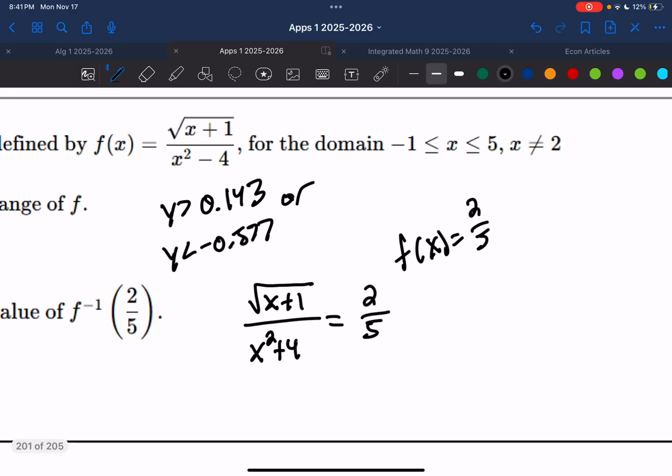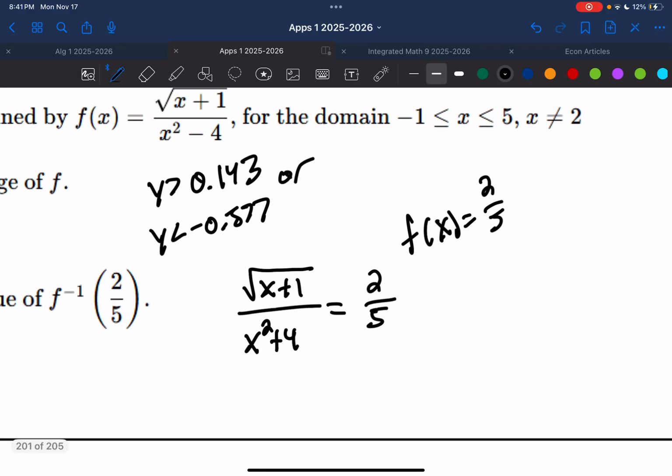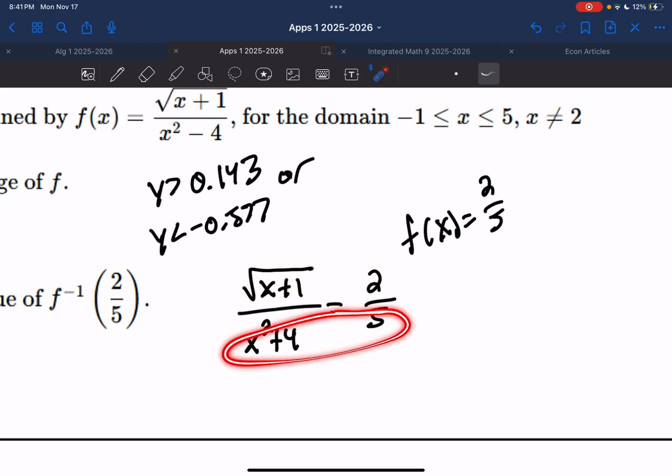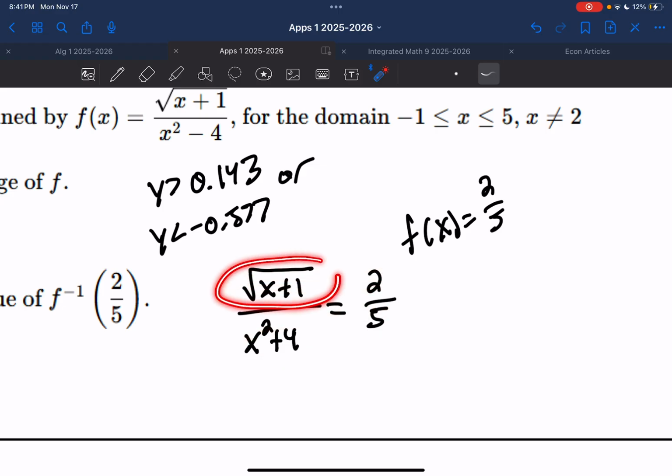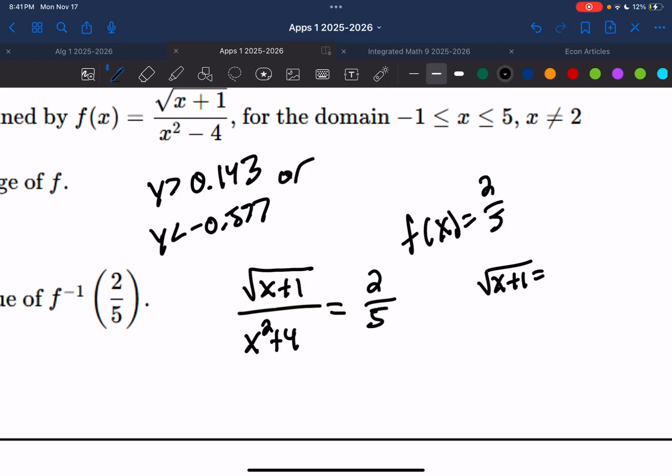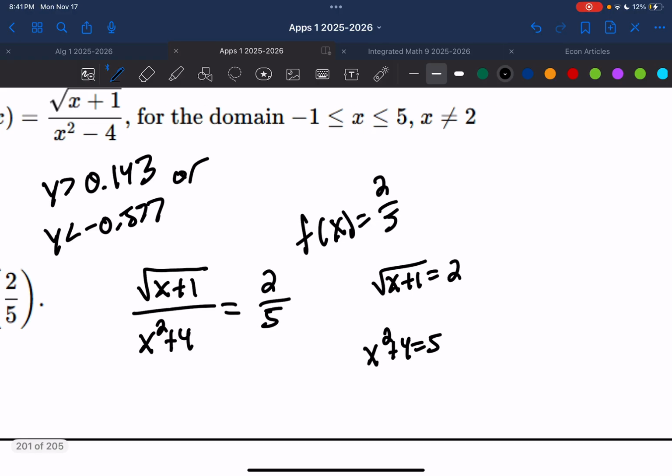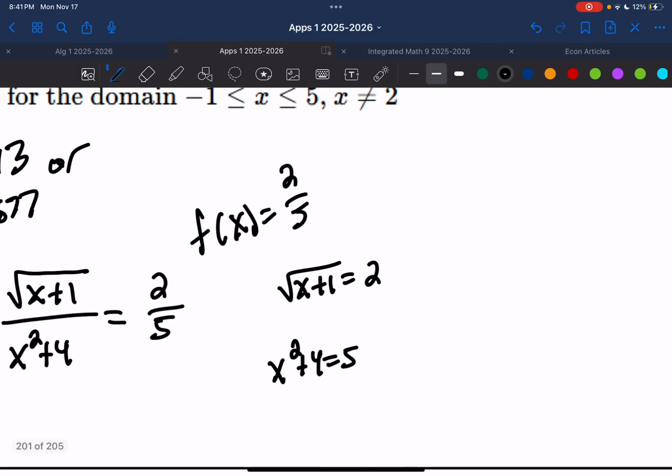So I would encourage you to take a step back and essentially look at two different equations here, right? What if we try and set the numerator equal to 2, and then the denominator equal to 5? Because if we can get those two things to be true, then we've solved the equation. So we look at the top one. This is going to become x plus 1 equals 4 when we square both sides, or x equals 3.